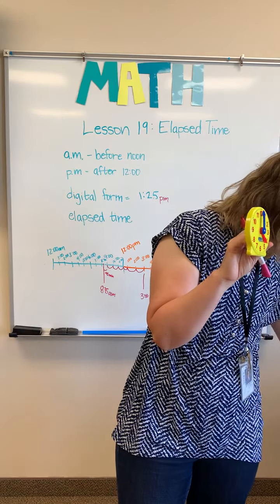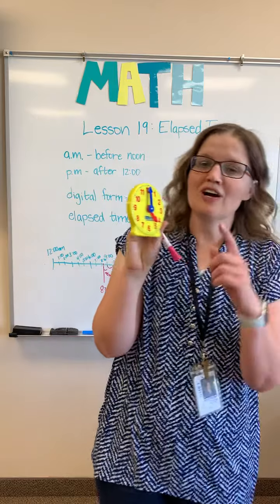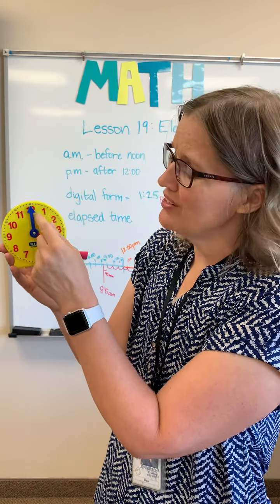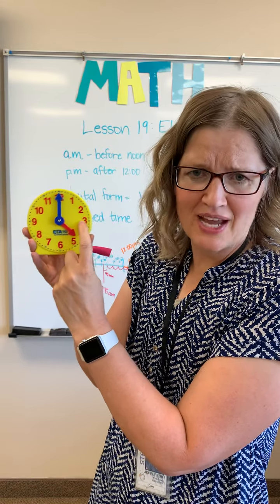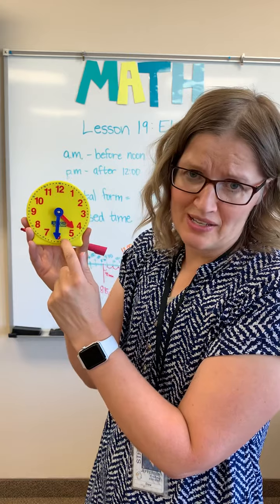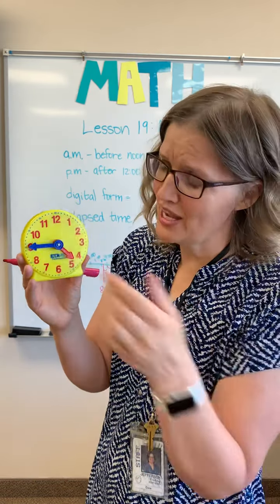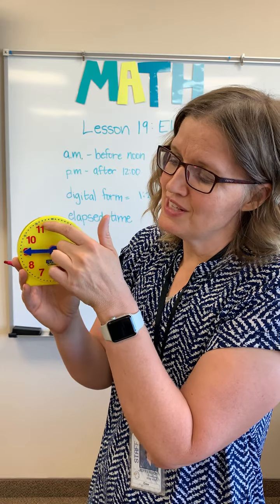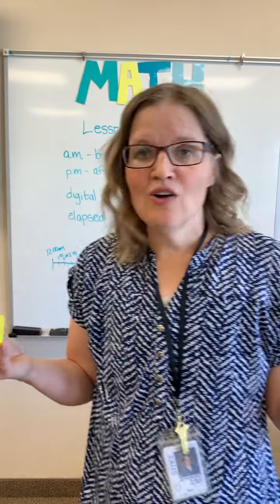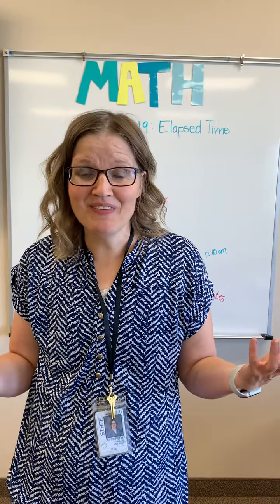We also need to say that when they say quarter past the hour, they mean 15 minutes past the hour. Half past the hour is 30 minutes past the hour. Quarter to the hour means that we've got 15 minutes until the next hour. And now you should be an expert at math and at telling time.